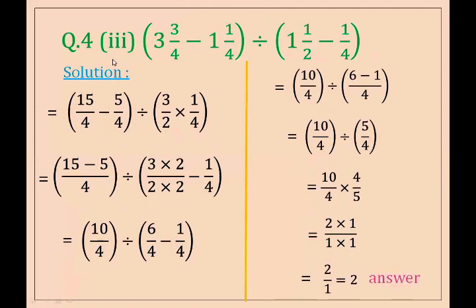Okay, students, there is question number 4. The third part is 3 whole 3 upon 4 minus 1 whole 1 upon 4, divided by 1 whole 1 upon 2 minus 1 upon 4. Again, the mixed fractions are converted into improper fractions, meaning 3 fours are 12 plus 3, 15 upon 4. 4 ones are 4 plus 1, 5 upon 4. 2 ones are 2 plus 1, 3 upon 2, and 1 upon 4 as it is.